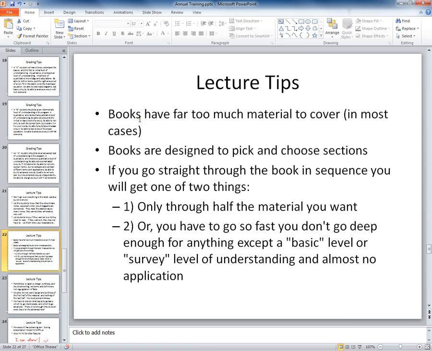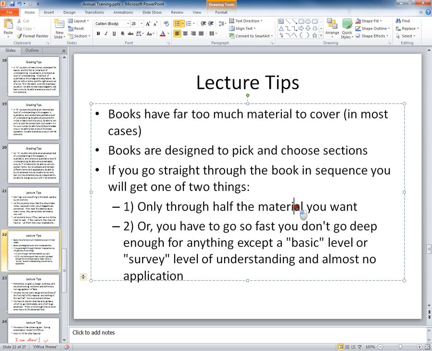Lecture tips. Books have far too much material to cover in most cases. Books are designed to pick and choose sections. If you go straight through a book in sequence, you will get one of two things. You're only going to get through half the material because there's too much information in the book, because it's not designed to go straight through. Or, if you do get all the way through, you'll have to go so fast that you don't go deep enough for anything except a basic or survey level of understanding, which we don't want.